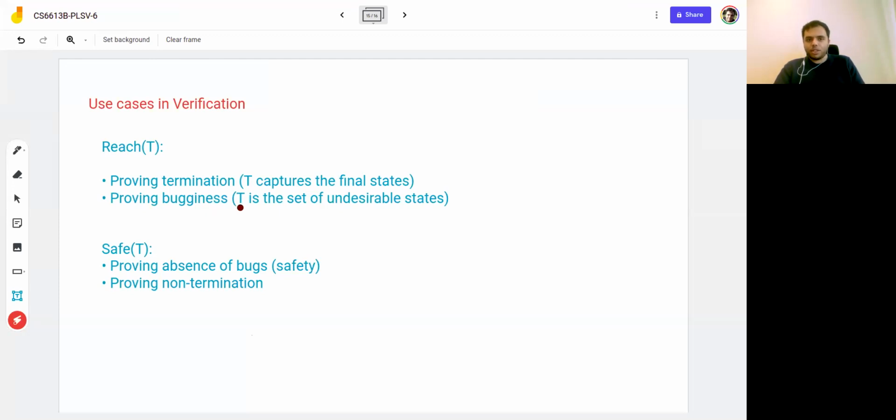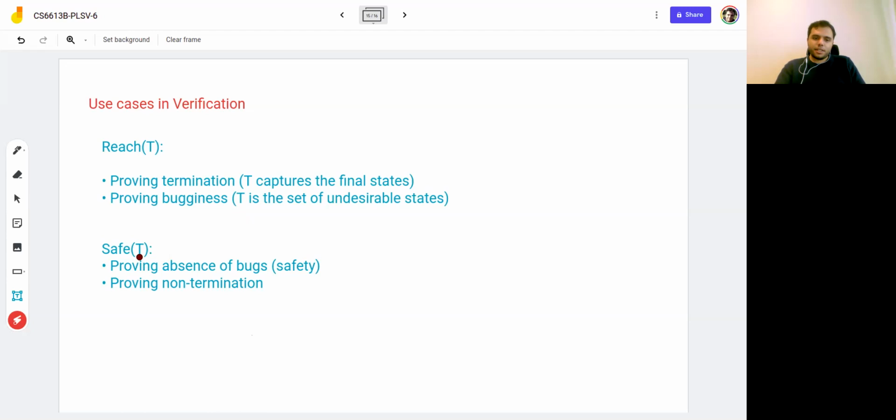So you model the set of all of your undesirable states, all of the states that can lead to a bug, you call them T. And what you want to do is prove that your program can reach T, right? And then the idea for safety is, of course, the dual, and you will see this dualism over and over again. So you can prove the absence of bugs using safety.